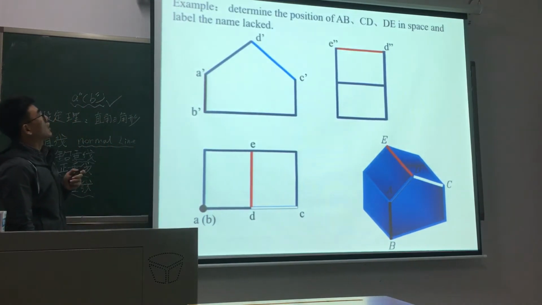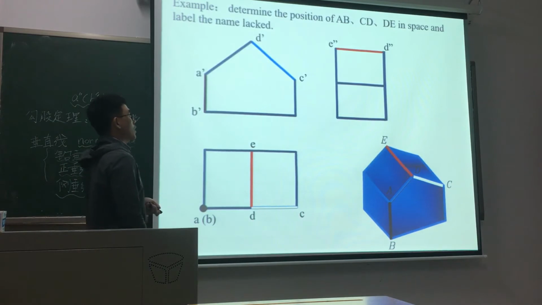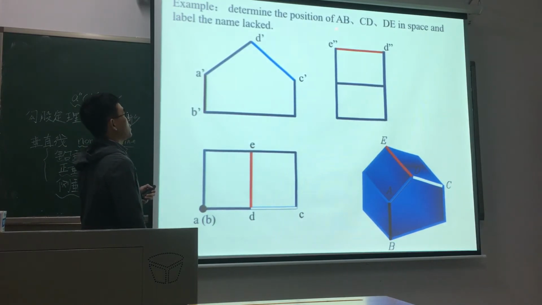So please have some example. We have a building here. Please tell me just the position of AB, CD, and DE in the space. AB, CD, and DE. So please tell me. These three lines also belong to the spatial lines. AB is one line.